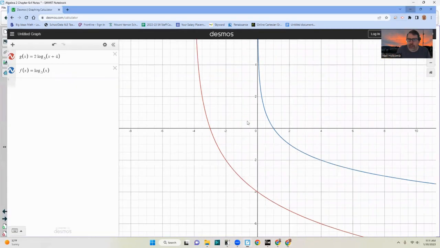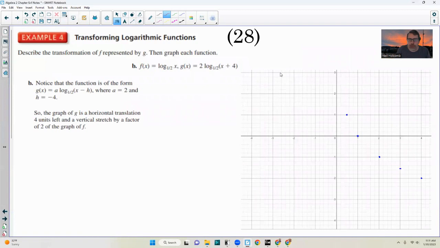So with that being done, you should now be able to do problem number 28. Okay, and plugging this into a Texas Instruments calculator is actually pretty difficult. So I'll have to look into that for when we get to that in that chapter.